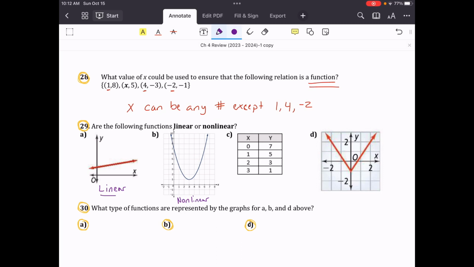Question C, we're looking at it, and as we check the pattern here, it's going -2, -2, -2, -2. That's a constant subtraction, so this is linear. And then question D, this is the absolute value graph. It looks to start off linear, but then changes directions. The change of direction makes it nonlinear.